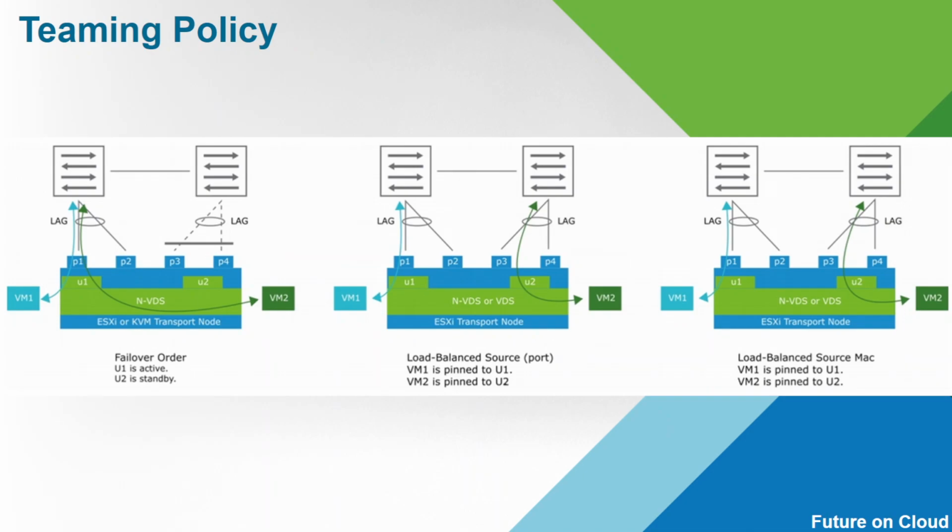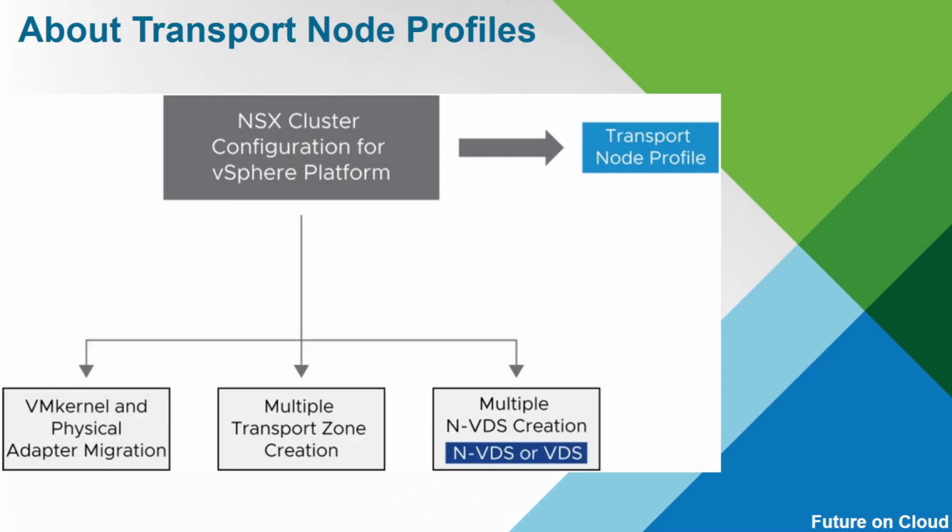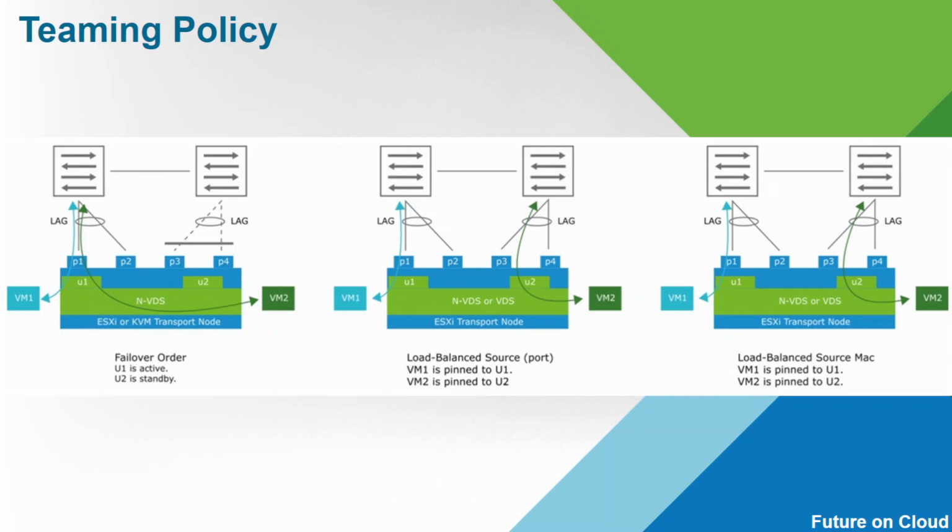This is the teaming policy. A teaming policy is part of the uplink profile configuration which defines the uplink redundancy and failover model. A teaming policy applies to each NVDS or VDS uplink, which includes physical links. You can see here there are three methods which you can adopt: failover, where one will remain active and another will be on standby, and load balancing. There are three methods, so you can choose any.